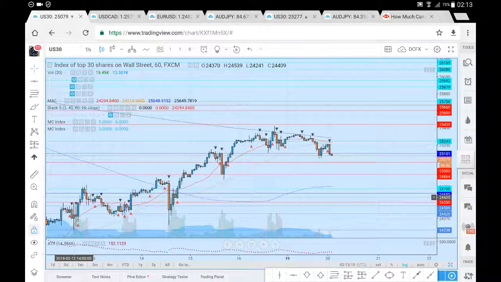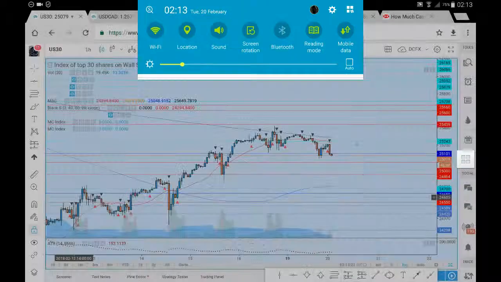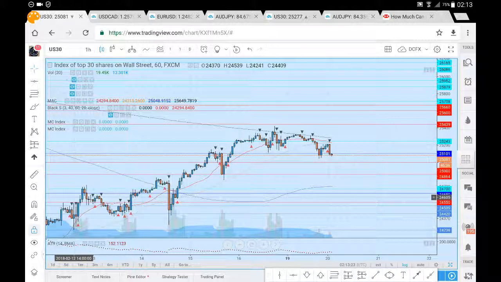So this US 30 analysis for Tuesday 20th of February. Now let's just have a look what happened in price and where prices may likely go. So previously we saw prices coming towards this 24,864. Had to move up towards this 25,000.